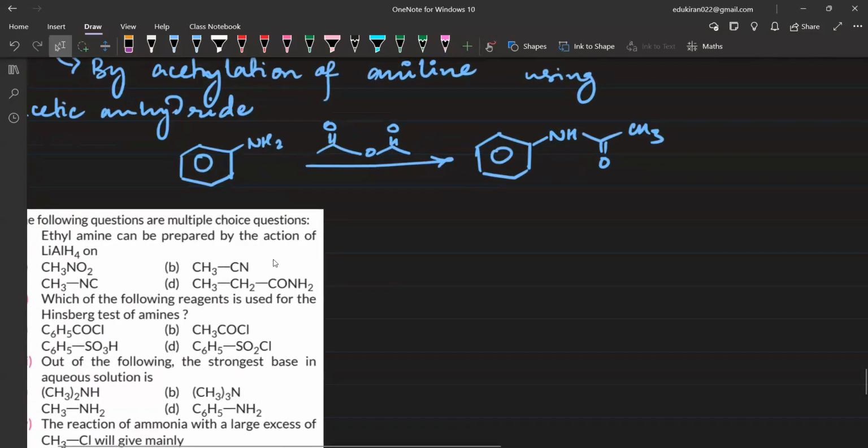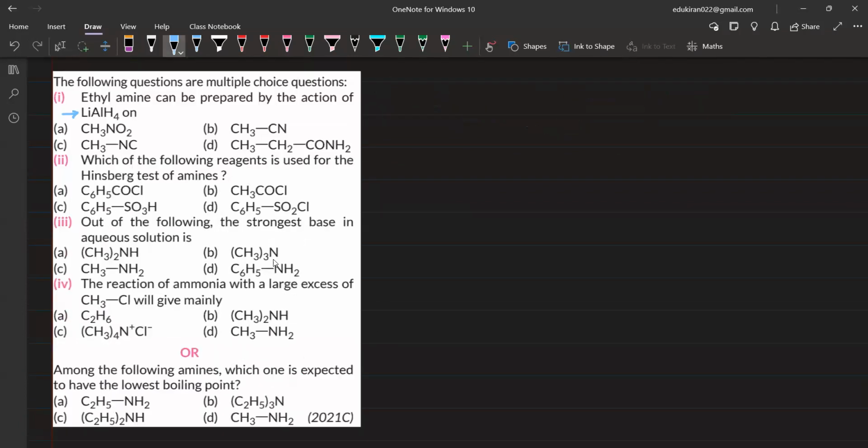पहला, ethyl amine can be prepared by the action of lithium aluminum hydride on. क्या बनाना है आपको? इथाइल अमीन. दो कार्बन आटम. दो कार्बन आटम कहाँ है? यहाँ पे एक कार्बन है, हो ही नहीं सकता. यहाँ पे दो कार्बन है, ये हो सकता है. यहाँ पे एक ही कार्बन है, CH3N है, यहाँ पे नहीं होगा. CH3 CH2 CO NH2, यहाँ पे तीन कार्बन आटम है, LiAlH4 यूज करके नहीं होगा. सो दी ओनली ऑप्शन इज बी.